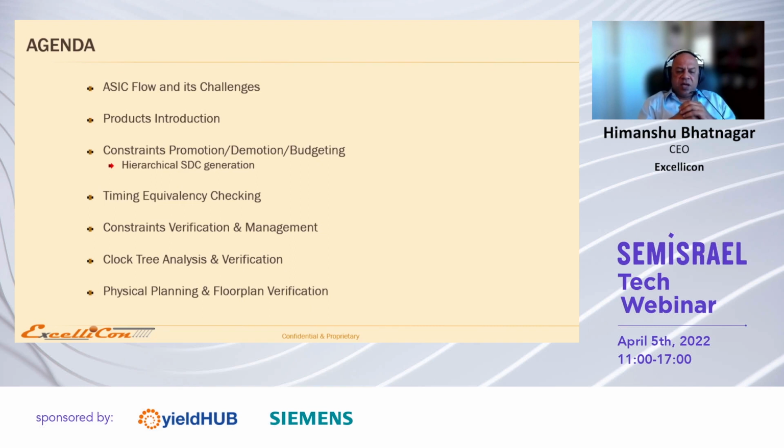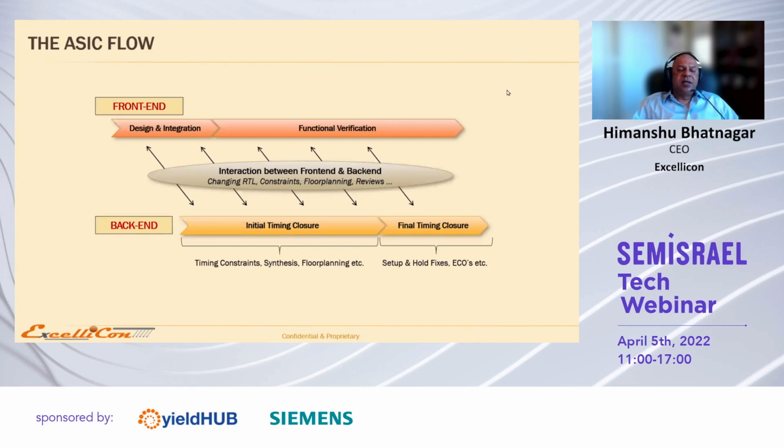And then we're going to go over constraints verification, management, and finally the clock tree analysis, verification, and physical planning, floor plan verification. Floor plan verification is also a newer topic, and it's more like a shift left methodology. So we're going to talk about how to do the floor plan verification at an early stage and not at a later stage.